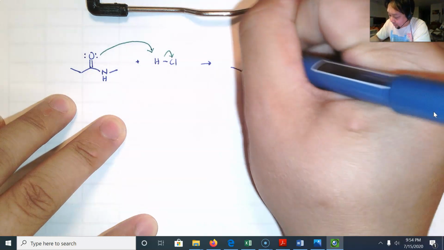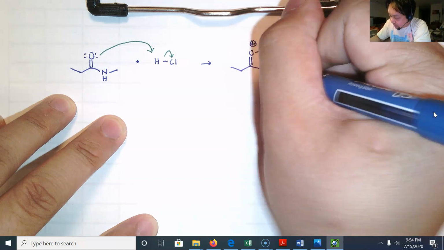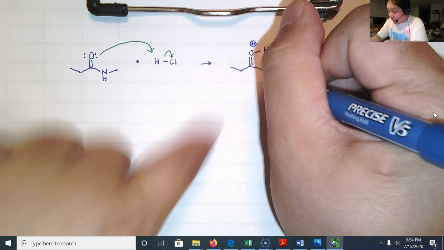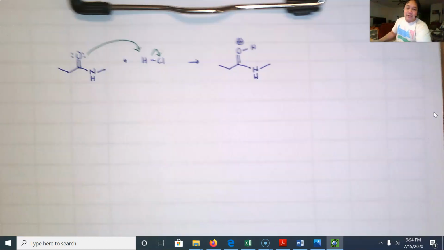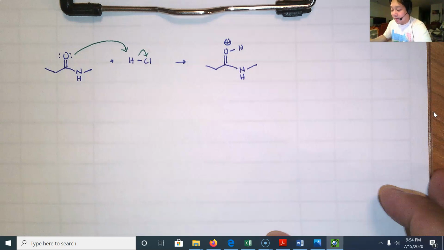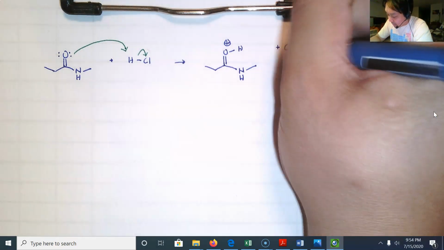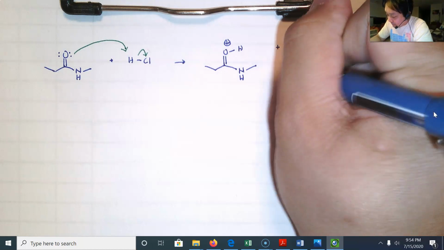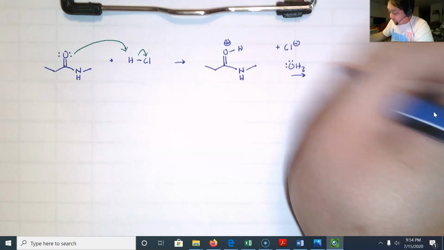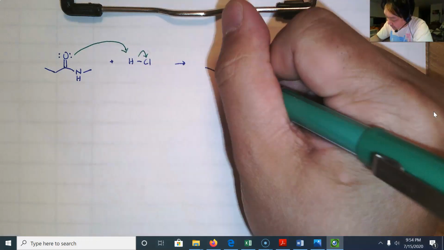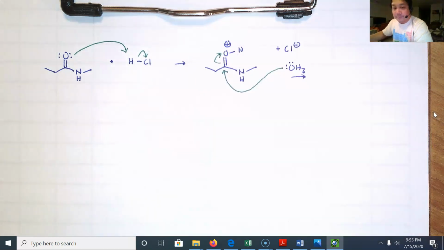Okay, we have this. What does this accomplish? It makes that carbon more electrophilic. Don't forget what we're trying to do. We're trying to add water to break some bonds. We make chloride. I'll just put that. Here's water. Attack the carbon. Pick up the pi bond.